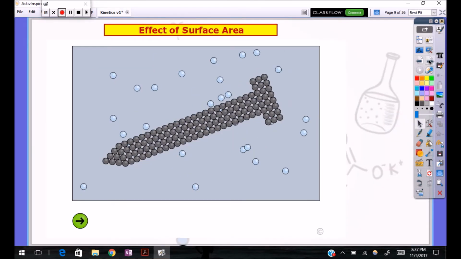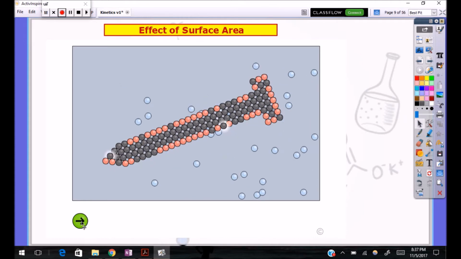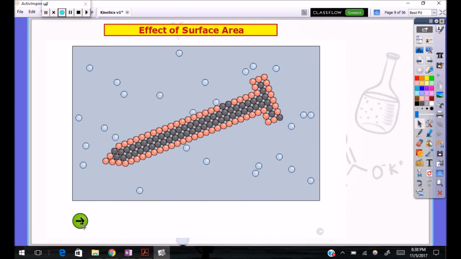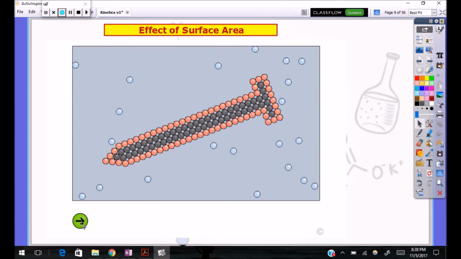We also have the effective surface area. So here is a nail. We're going to look at this nail. As those particles bump into each other, it happens at a decent rate. But as you saw, it started to slow down towards the end of that reaction because there wasn't as much surface area left for those particles to hit.